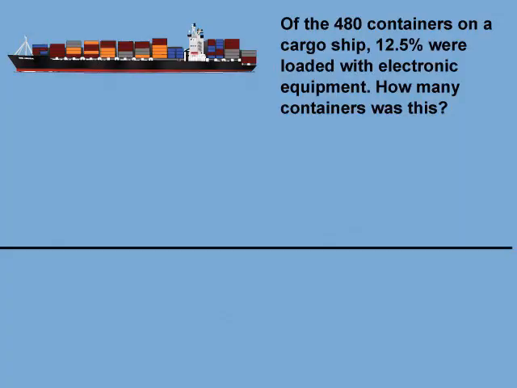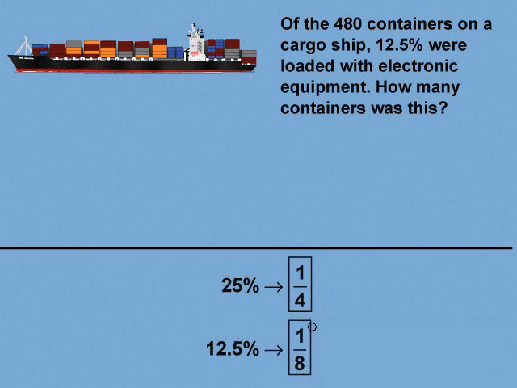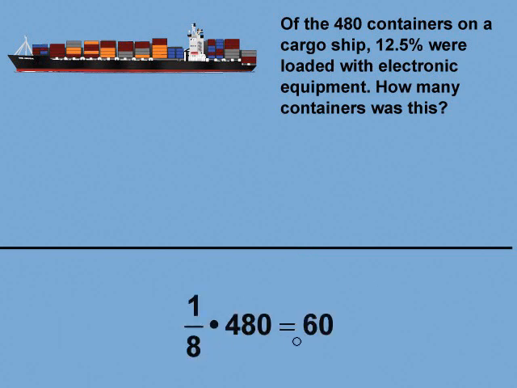Of the 480 containers on a cargo ship, 12.5% were loaded with electronic equipment. How many containers was this? To find a fraction equivalent to 12.5%, start with 25%, which we know is 1/4. But half of 25% is 12.5%, which is therefore equivalent to 1/8. So find 1/8 of 480. The result is 60. So 60 containers have electronic equipment.